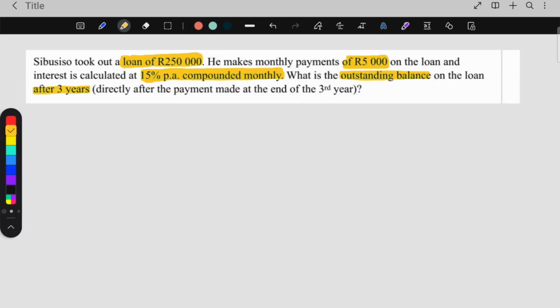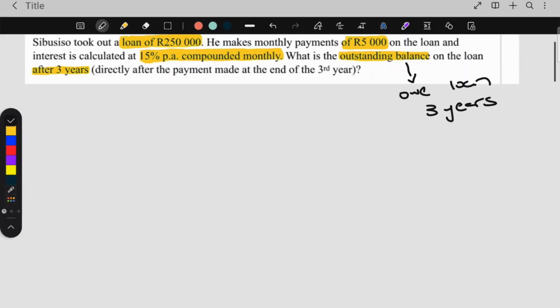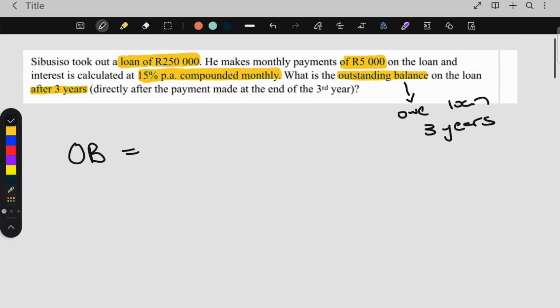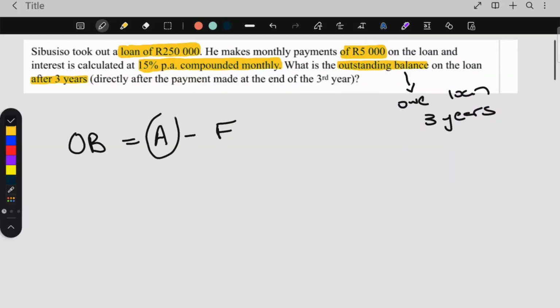So the outstanding balance is how much money you still owe on the loan after 3 years. The outstanding balance is equal to my A formula minus my F formula. Remember, A is on your formula page and F is also on your formula page.